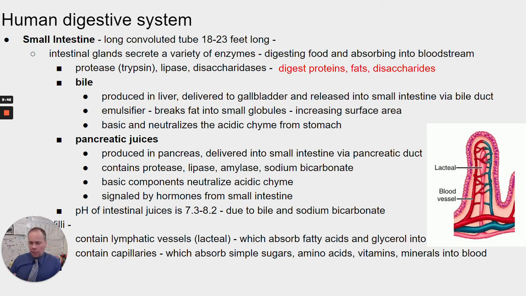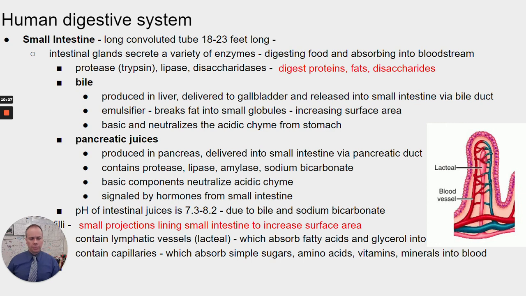The pancreatic juices are more digestive enzymes produced in the pancreas. They go through a duct tube called the pancreatic duct and get secreted into the small intestine. And again, these pancreatic juices are neutralizing the acid. They also are producing hormones that can help break down those materials. So the pH of the material once it gets in the intestine is about 7.3 to 8.2, much more neutral than the material that was in the stomach.